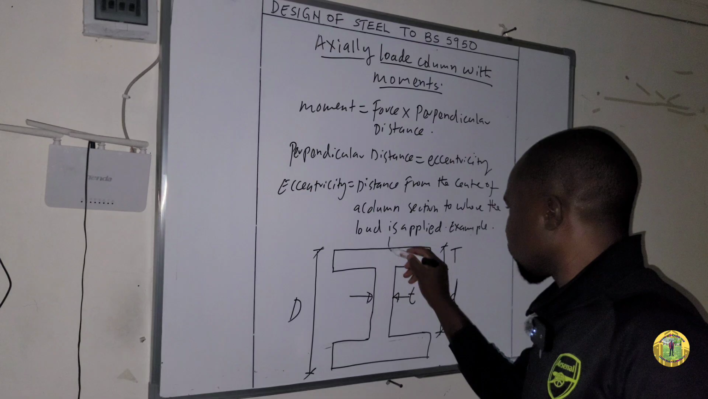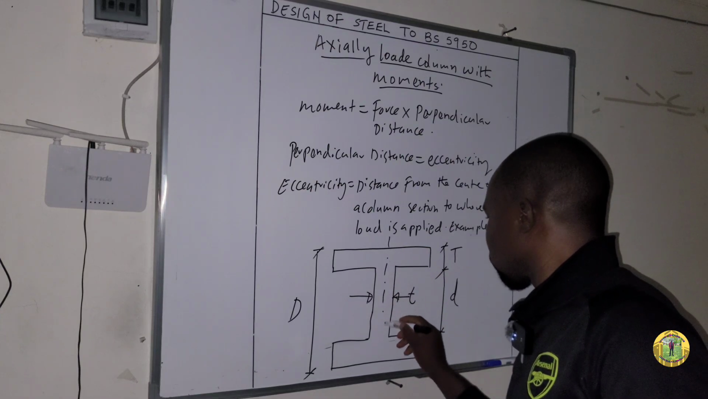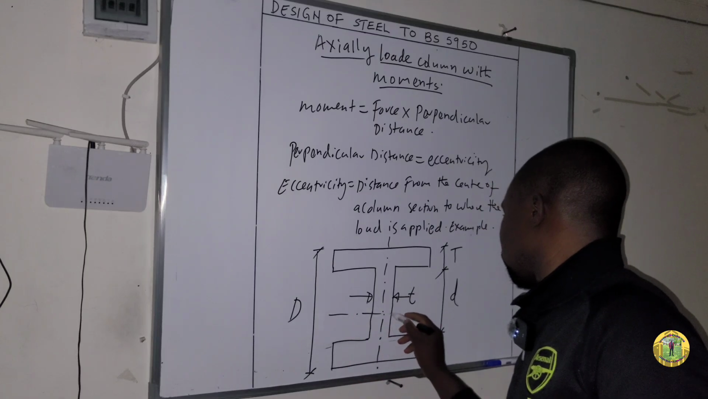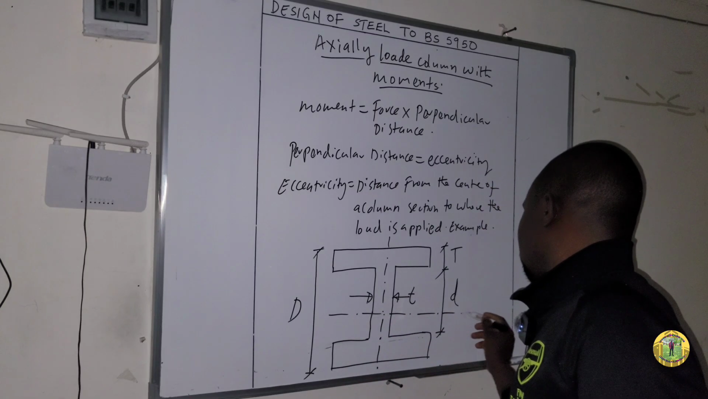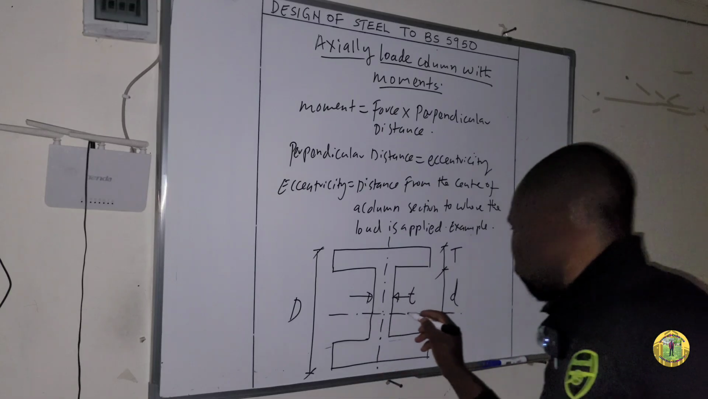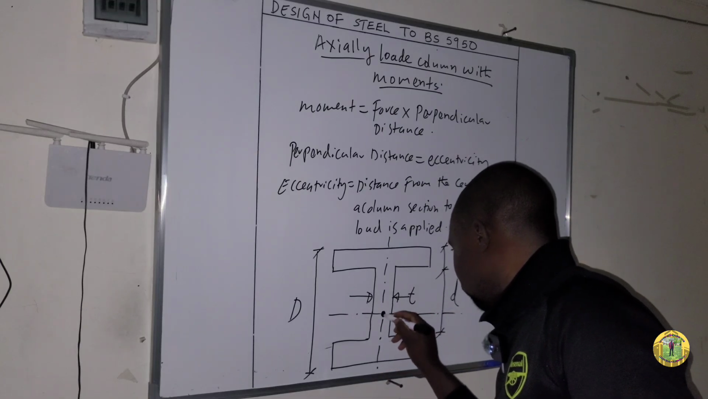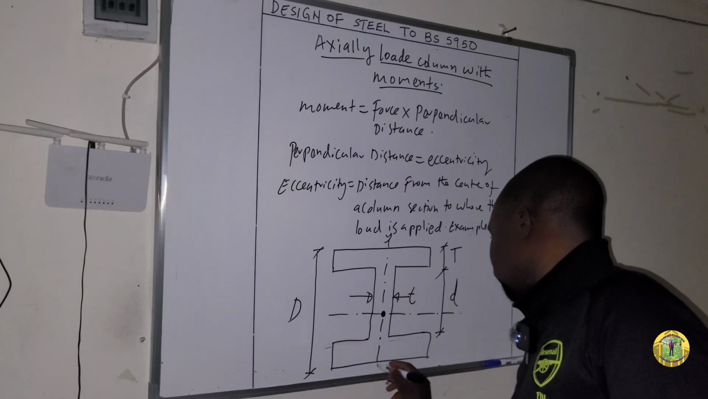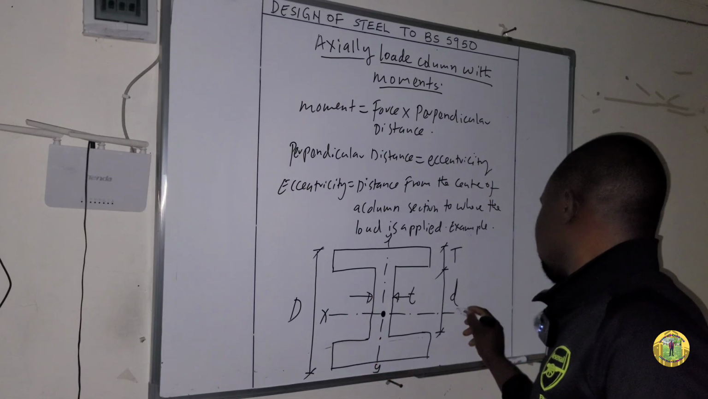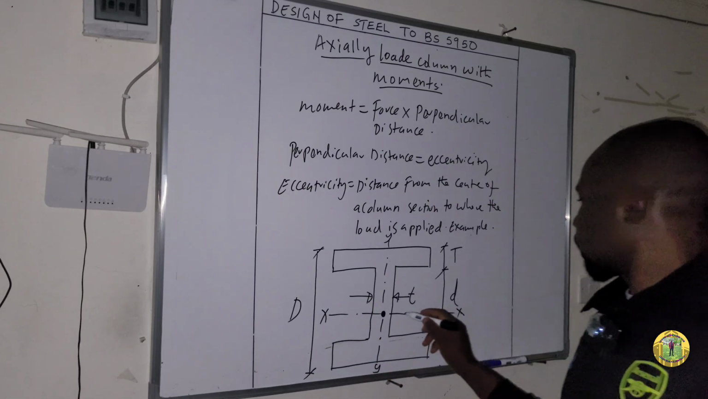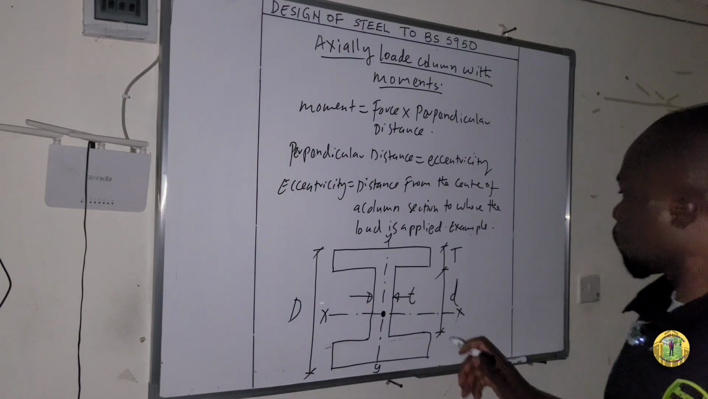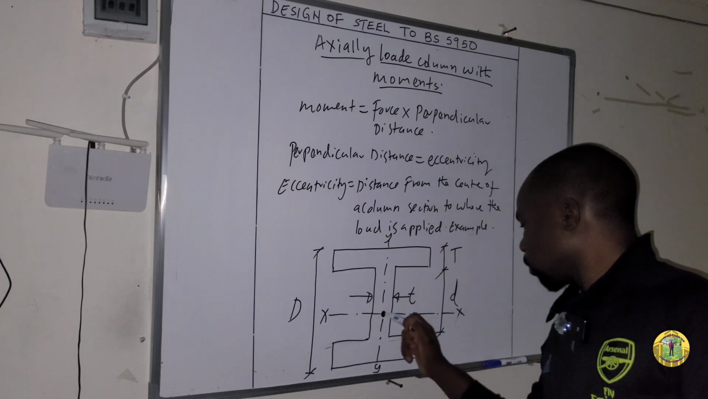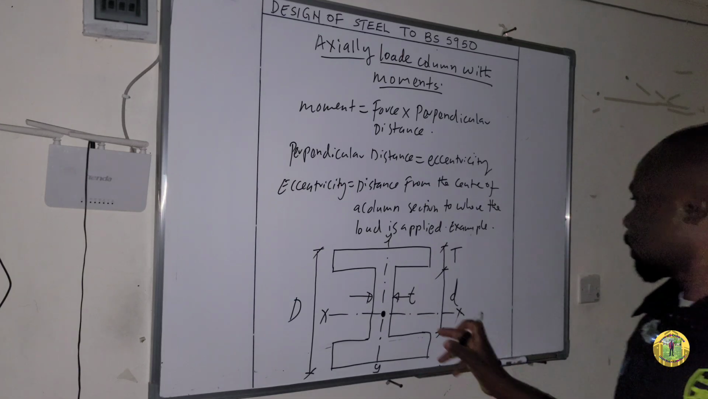So if this is the center, so the center is at this point, and this is the YY axis, and this is the XX axis. As you can see, this load is at the center. So this load acting at the center, the eccentricity of this load is 0 because it is acting at the center of this section.